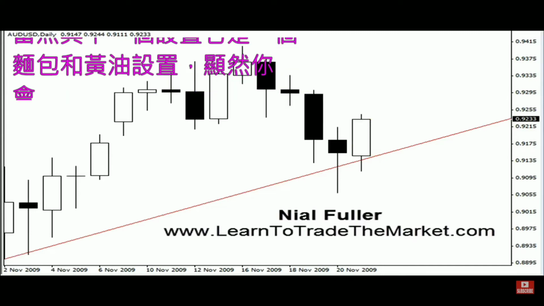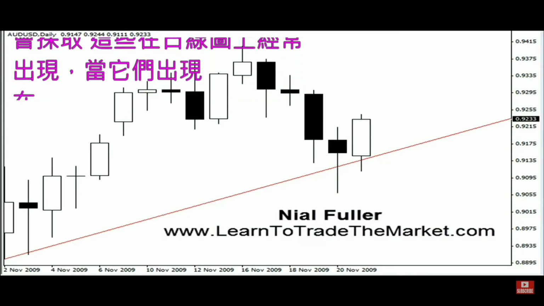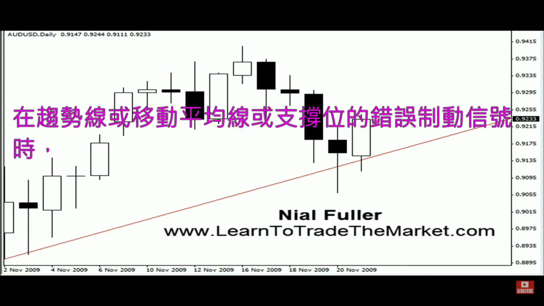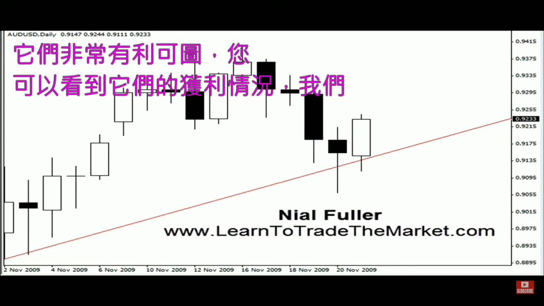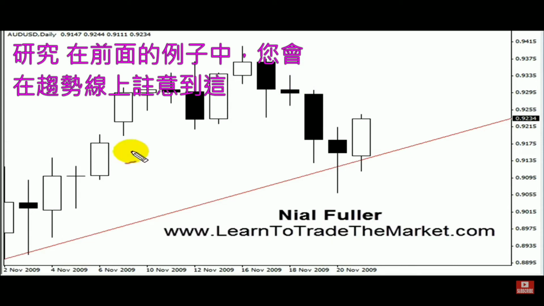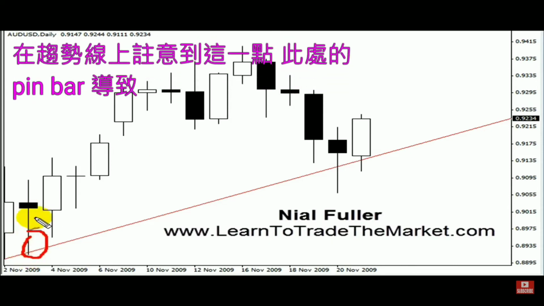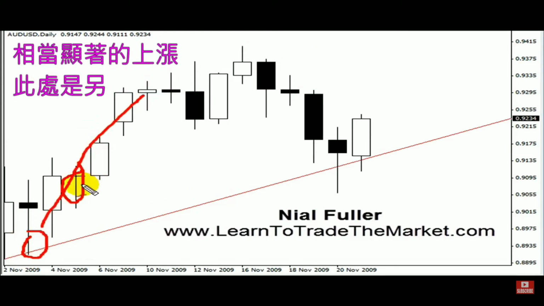Obviously you'll be taking these quite often on the daily charts, and when they appear as a false break signal against a trend line or a moving average or a support level, they're extremely profitable, and you can just see how profitable they are. We'll look at the previous example. You'll notice this right here on the trend line. This pin bar right here resulted in quite a significant up move. This one in here, another significant up move.